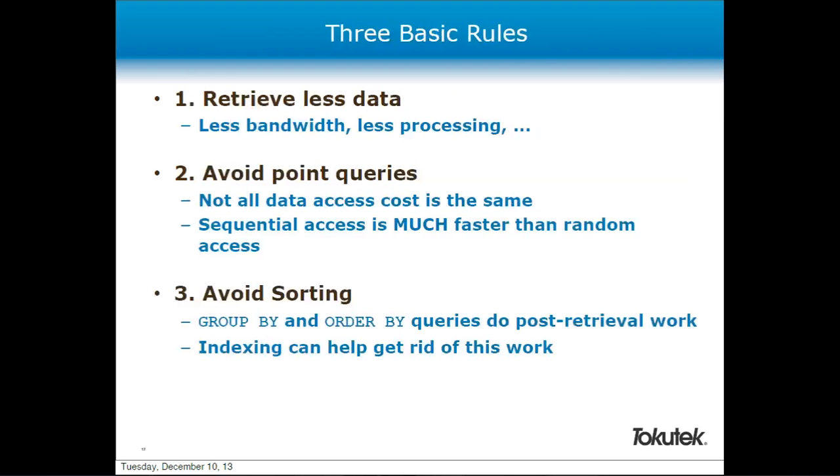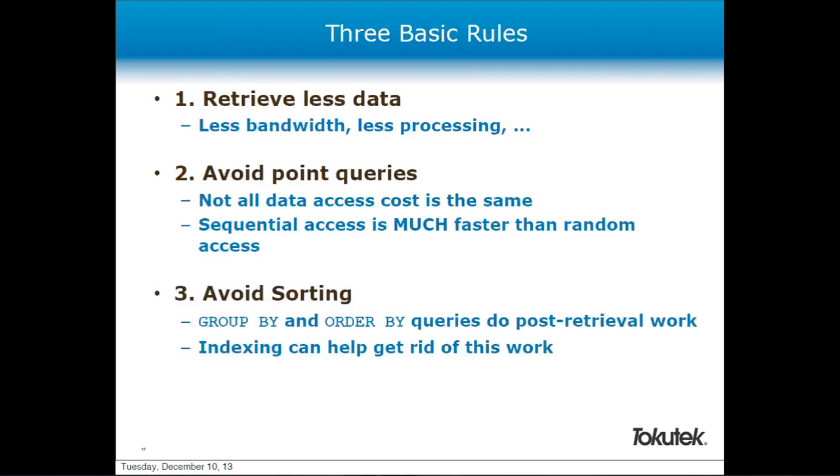you'll find helpful. So the three basic rules are: rule number one, retrieve less data. The less data you retrieve, the less bandwidth you're going to use, the less processing, things just go faster. Rule number two, avoid point queries. As I've said, point queries are slow, range queries are fast. Accessing data sequentially, which is what a range query does, is much faster than accessing data randomly, which is what point queries do. And the third rule is avoid sorting.